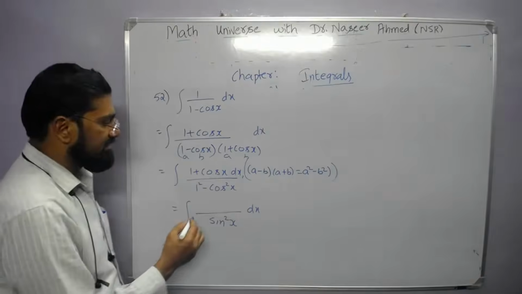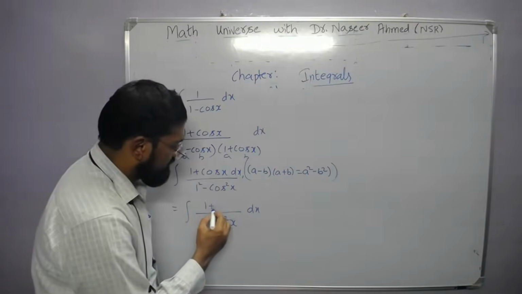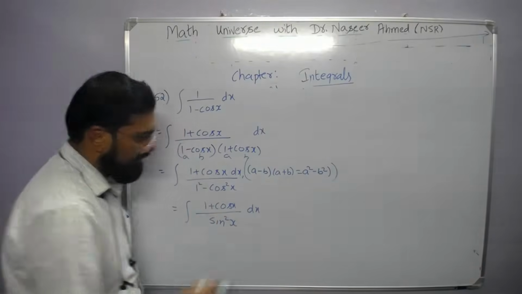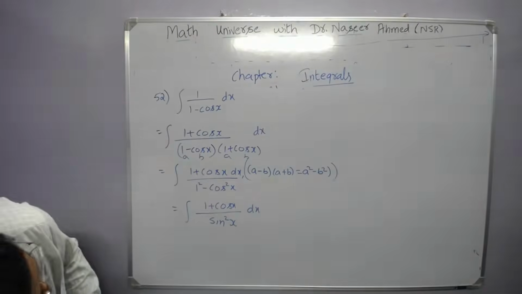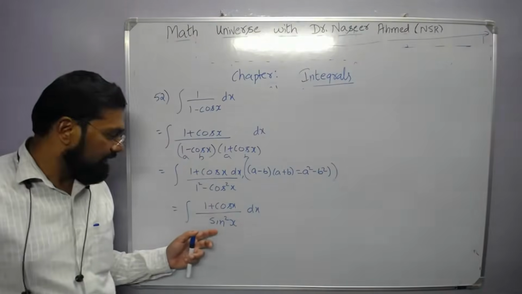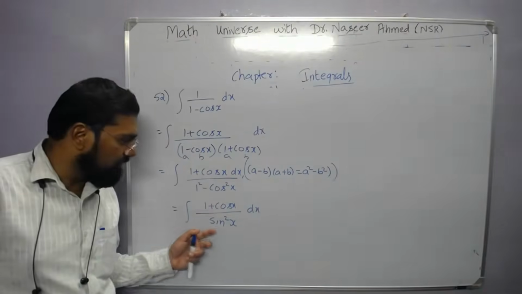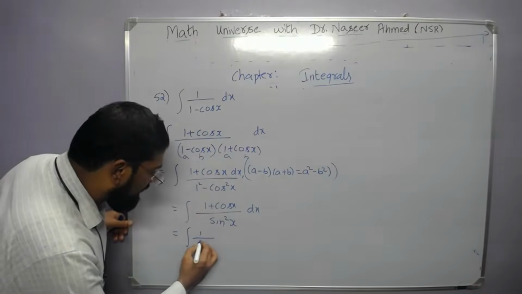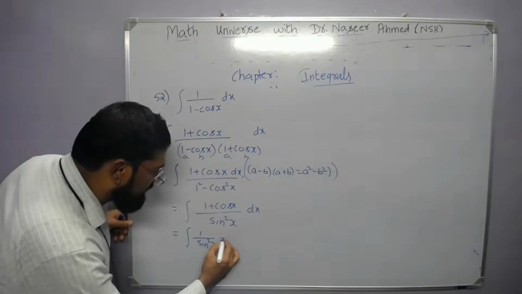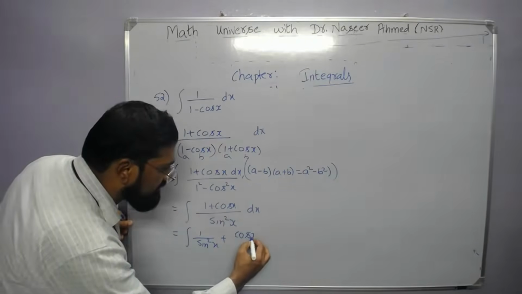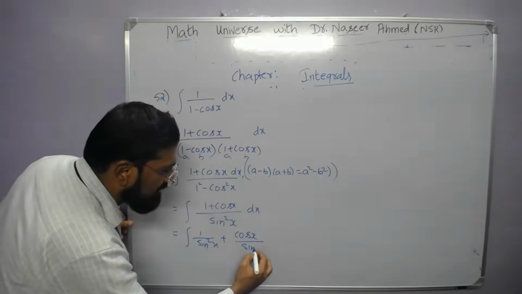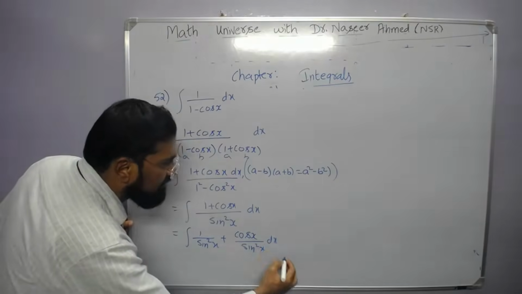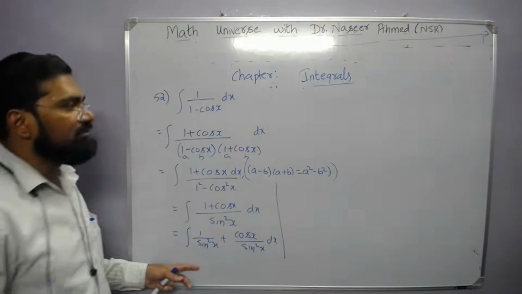And this one, the numerator as it was, 1 plus cos x. Correct? 1 plus cos x. Now it's a monomial, meaning a single term. So we divide sin square for 1 and cos also. So let us do that. 1 divided by sin square x plus cos x divided by sin square x. Now from here, what is 1 by cos?